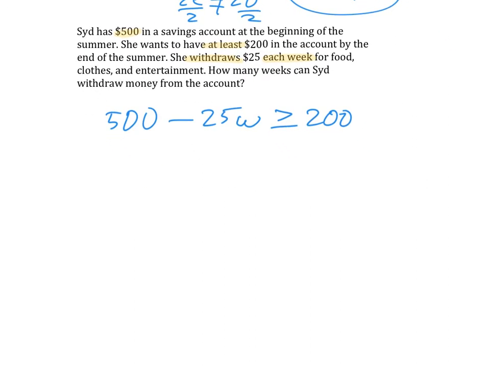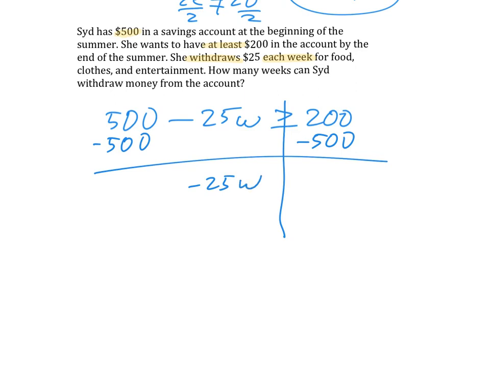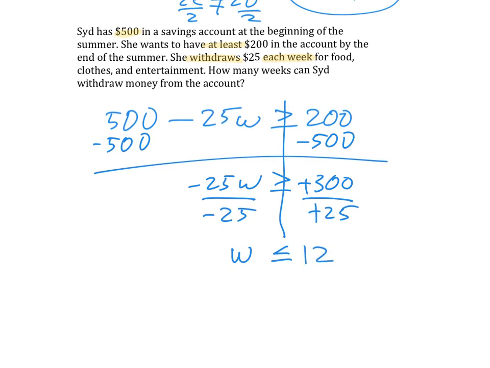Okay, now let's solve this inequality to figure out how many weeks she can withdraw money from the account. So we'll draw our little line there. Let's subtract 500 first on both sides. That gives us negative 25w is greater than or equal to negative 300. And then we want to divide by negative 25 on both sides, which means we need to flip our inequality sign. So we'll have w is less than or equal to, well, that makes a positive, 300 divided by 25 gives us 12. So she can do it for up to 12 weeks.